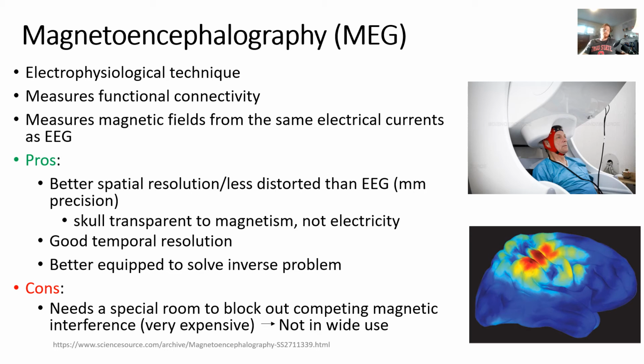Magnetoencephalographies, or MEGs, are an electrophysiological technique that measures functional connectivity and measures magnetic fields from the same electrical occurrence as EEG. This has better spatial resolution and is less distorted than EEG, with millimeter precision. This is because the skull is transparent to magnetism and not electricity. It also has good temporal resolution, as well as being better equipped to solve the inverse problem that I mentioned on the previous slide. However, MEGs require a special room to block out competing magnetic interference and are very expensive, so this basically leads to it not being all that widely used.